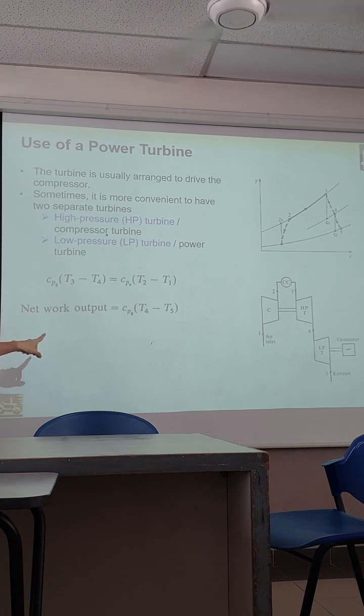So this one, the net output, is easier to calculate because you only need to focus on the second turbine. You don't need to focus on the first turbine because they will just cancel off.